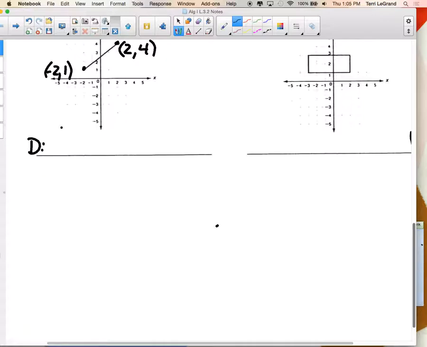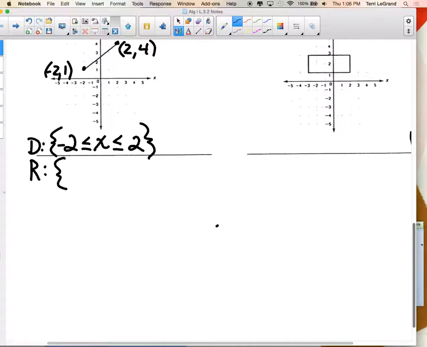Our domain. -2 is less than or equal to x, is less than or equal to 2. Between the two x values of the endpoints, including the endpoints. That's right, we have the equal to bar there. So an and compound inequality that shows any point you pick on that line has an x value from -2 to 2 inclusive.